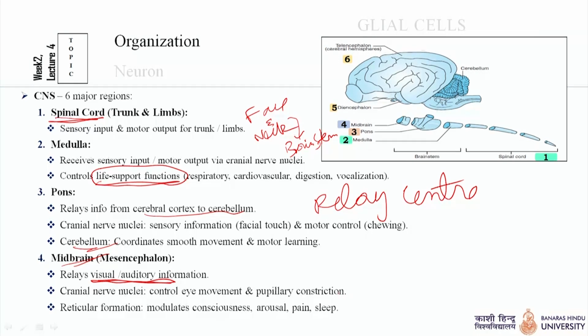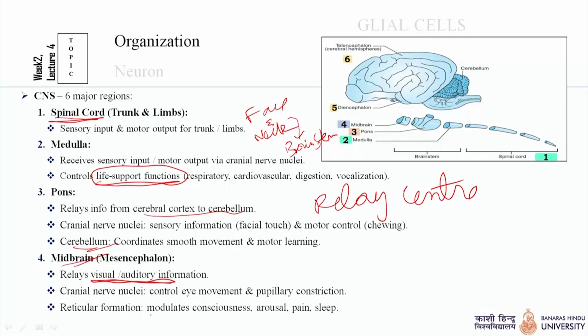Now one important part of the midbrain is the reticular formation. Many times you may come across reticular formation related questions. This is one important question you can encounter in many exams. The reticular formation usually modulates consciousness, arousal, pain and sleep. So whenever you encounter a question related to consciousness or arousal or pain, then blindly you can select the option of reticular formation.